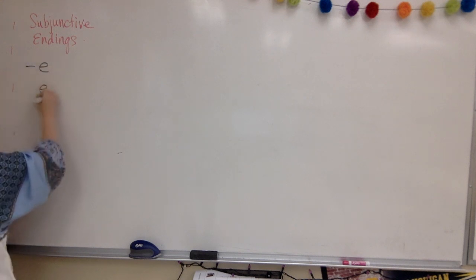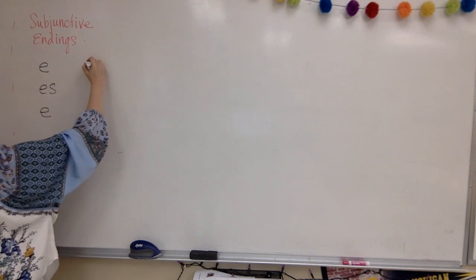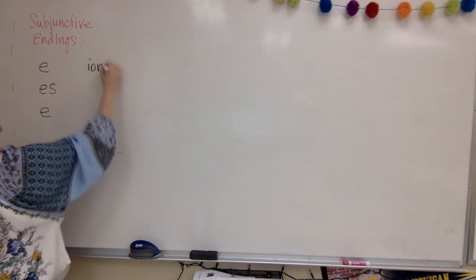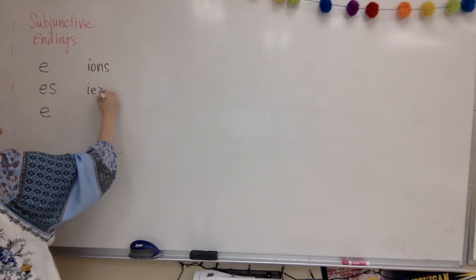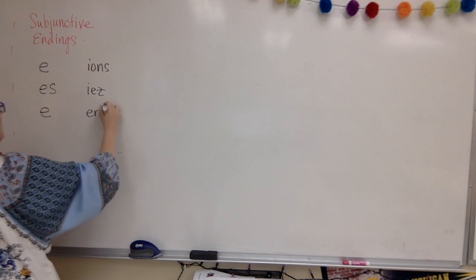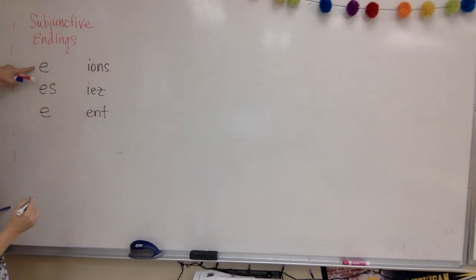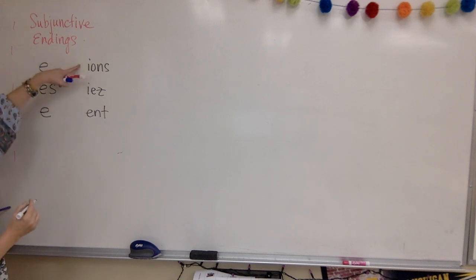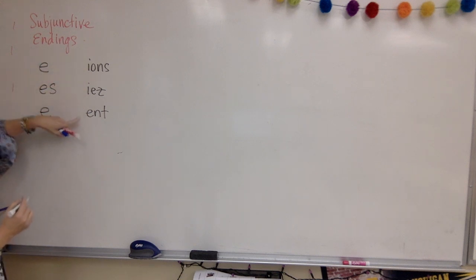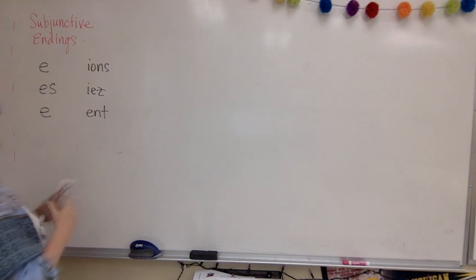E, ES, E, ION, IEZ. So it's pronounced yon, ye. All right?